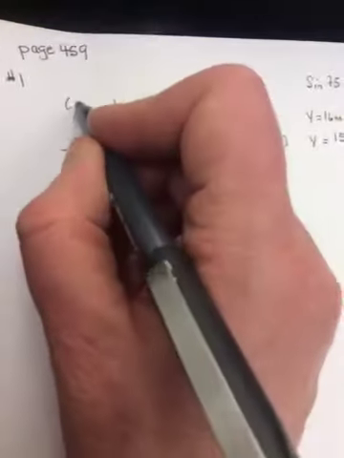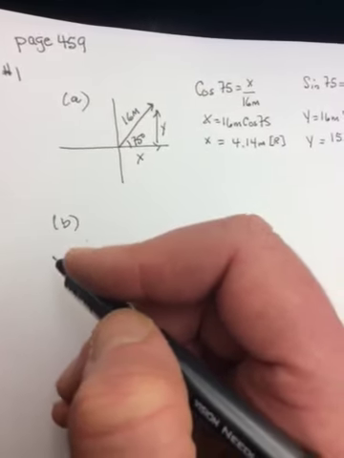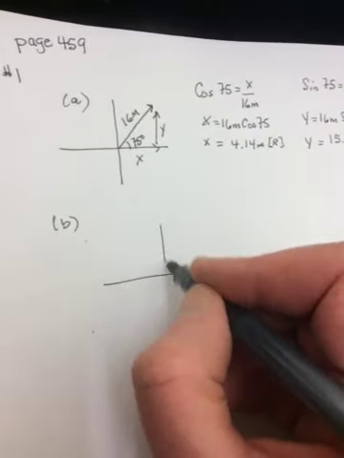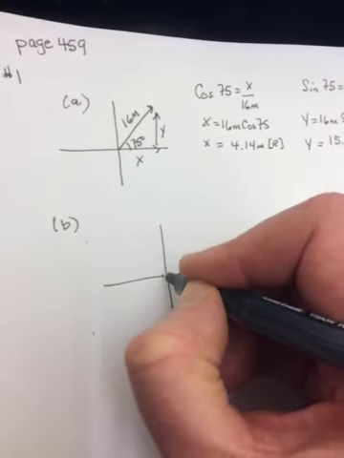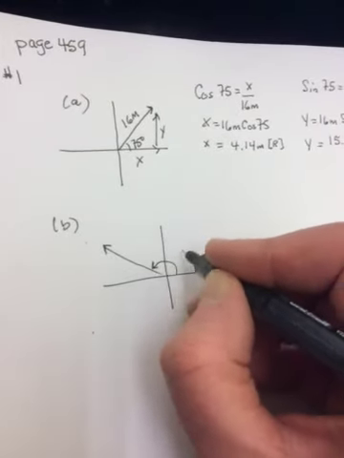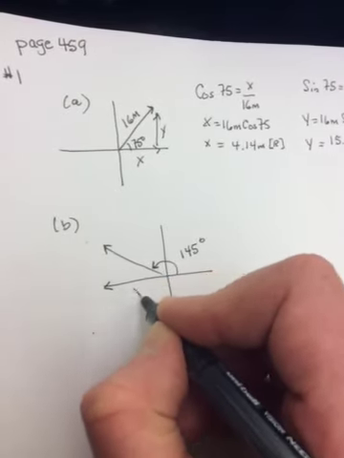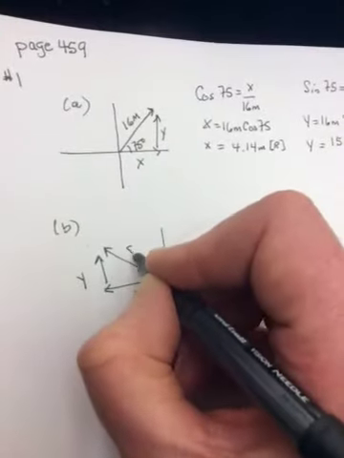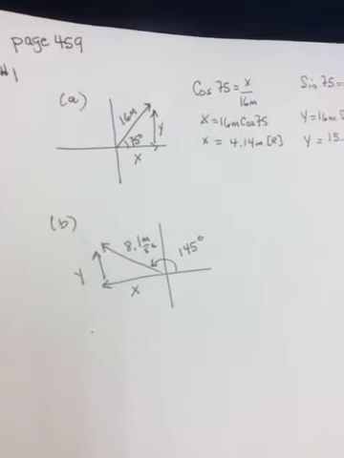So that's A. B is an acceleration of 8.1 meters per second squared, angle of 145 degrees. So 145 degrees is going to be in the second quadrant, and it's going to be over here. So this is 145, but of course you need to find the reference angle, because this will be your X and this will be your Y. Doesn't matter that it's an acceleration, it's just a vector, right? Doesn't matter what the units are.